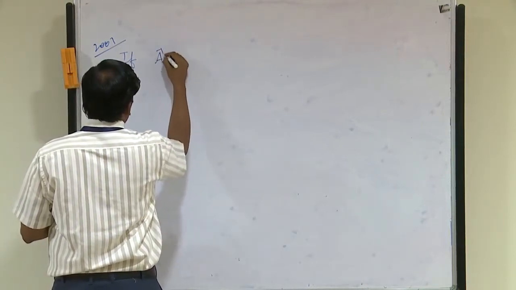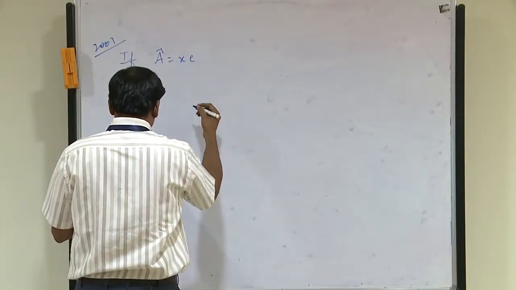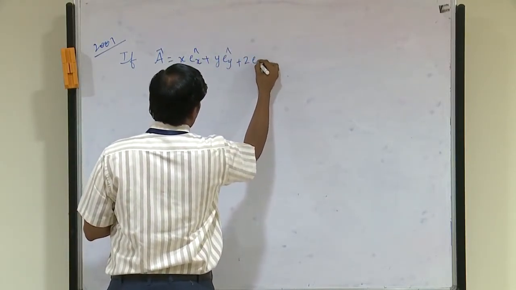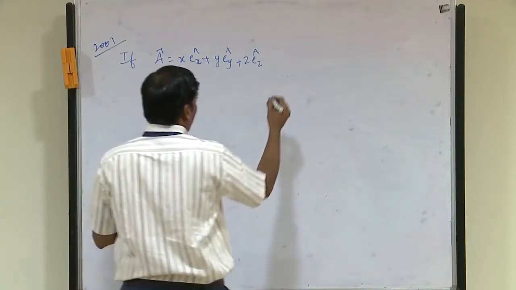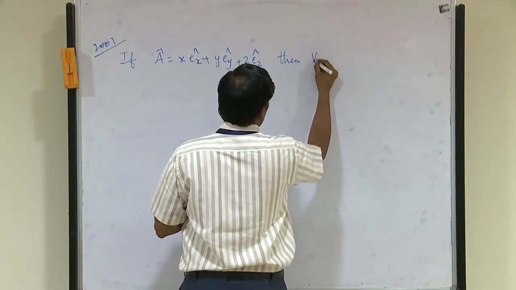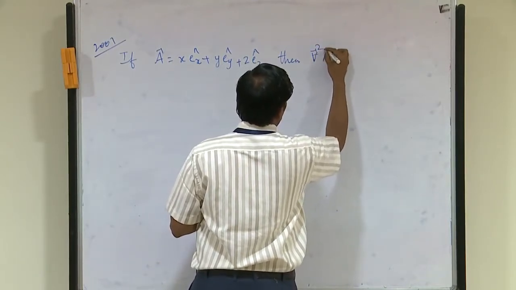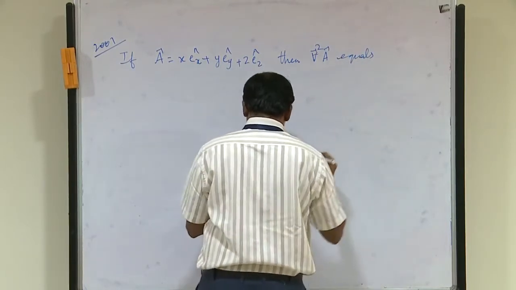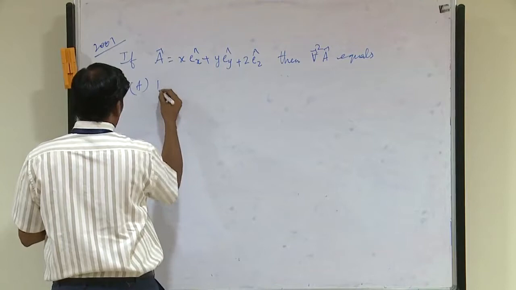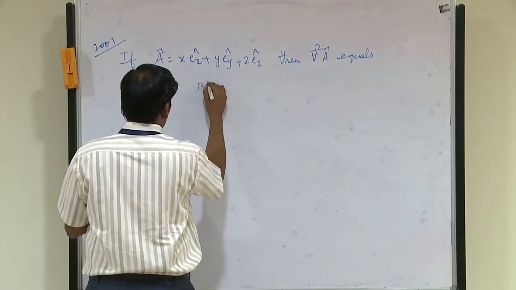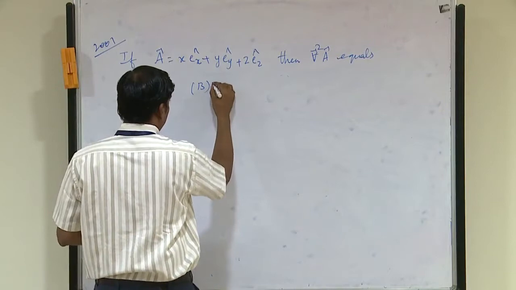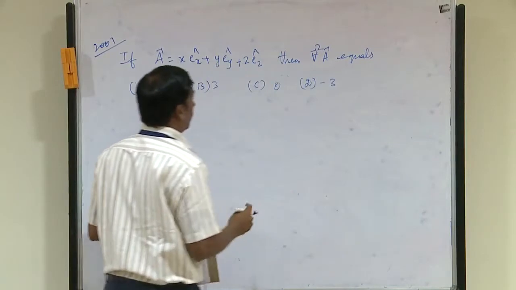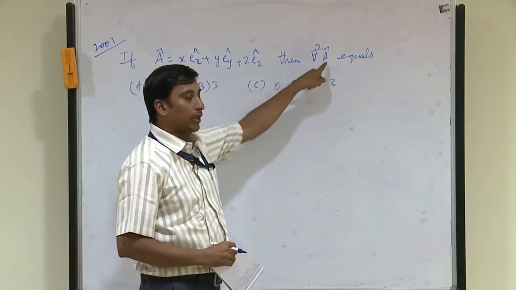If A vector is equal to x Ex cap plus y Ey cap plus z Ez cap, then del square of A vector equals 1, 3, 0 and -3. So what is being asked is del square of A vector.